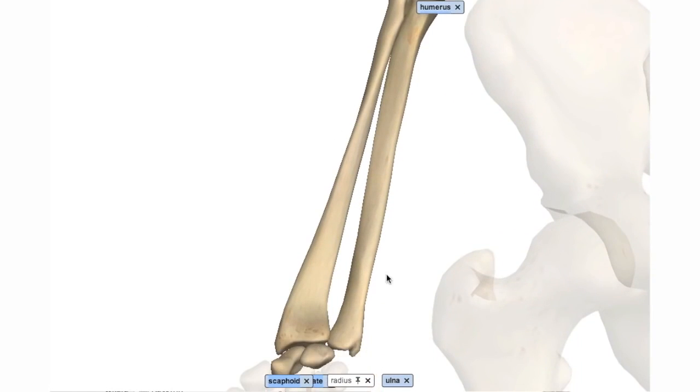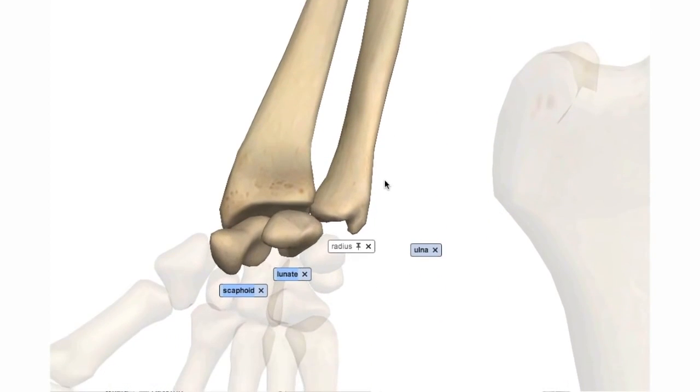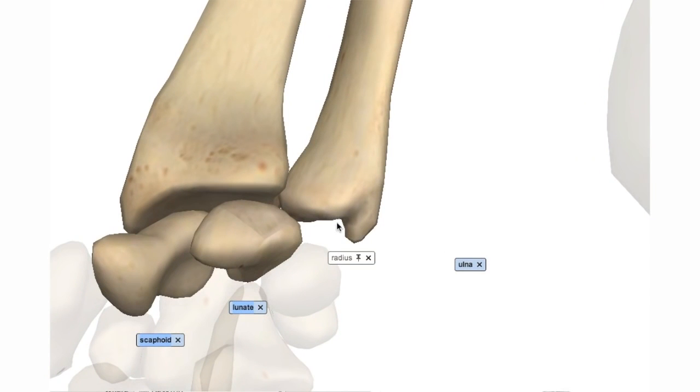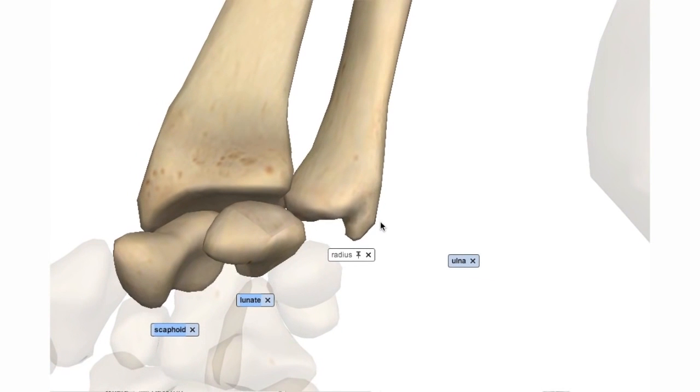Now, a very important thing to know is that the ulna, as you can see here, is not part of the wrist joint, because it is excluded from the wrist joint by an articular disc, so it's not directly involved in the wrist joint.